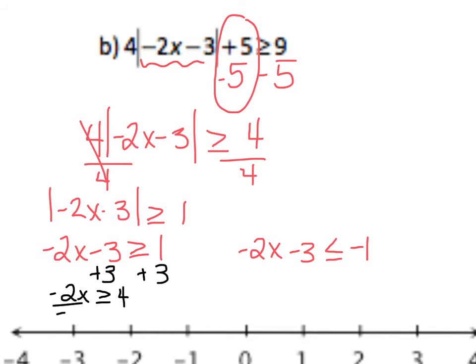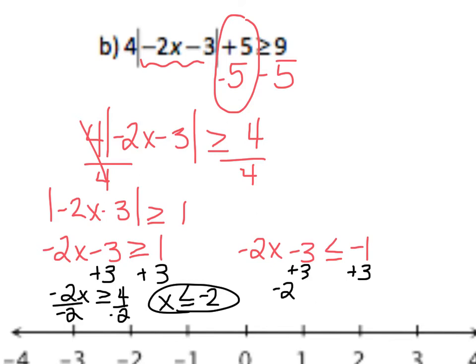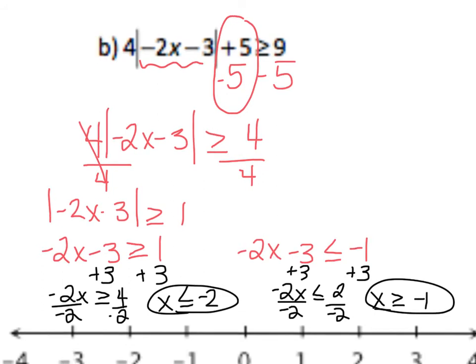And don't forget, when you divide by a negative, you have to change the inequality sign. So x is going to be less than or equal to -2 for that first one. And then for the second one, let's see what we're going to get. We're going to have to flip that sign again. x is greater than or equal to -1.